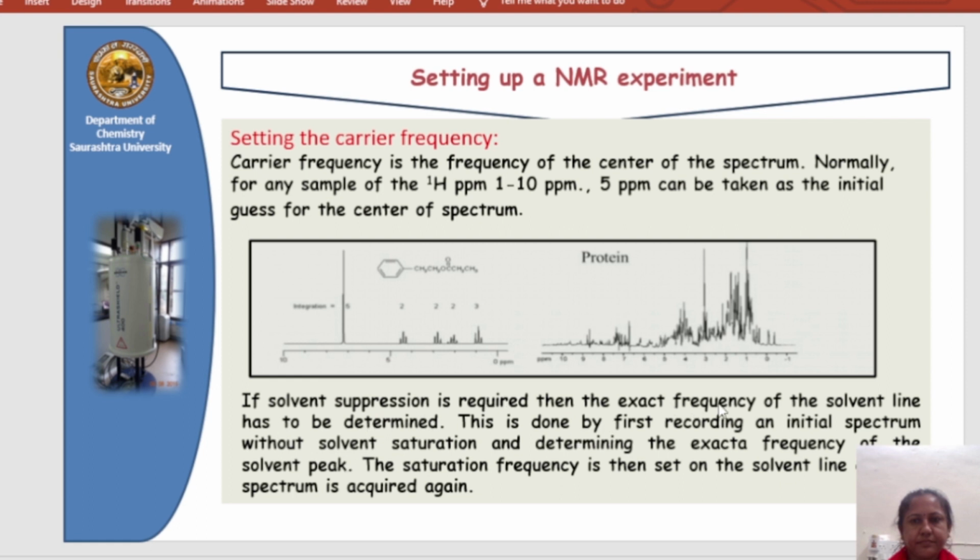If solvent suppression is required, then the exact frequency of the solvent line has to be determined, and this is done by first recording an initial spectrum without solvent saturation and determining the exact frequency of the solvent peak. The saturation frequency is then set on the solvent line and the spectrum is acquired again. So this is the thing. Otherwise, in the next slide we can see what type of difficulty arises in recording the NMR spectrum if we do not do this properly.